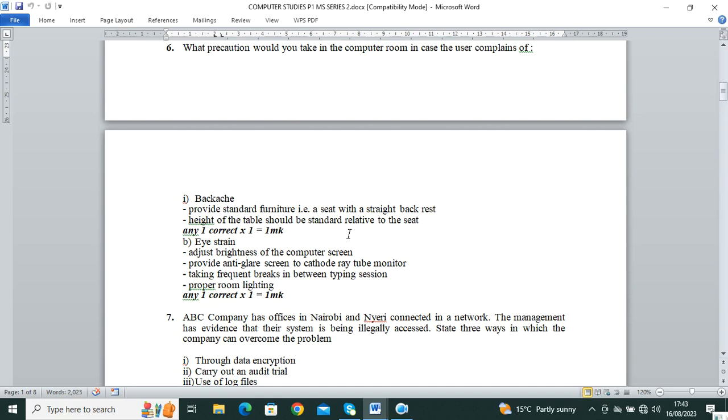So guys, on the other hand, we have eye strain. Eye strain can be caused by not adjusting the computer screen. You can also talk of anti-glare; there are no anti-glare screens. Then we can also talk of not taking frequent breaks. Some guys remain in the computer lab forever. They don't want to take breaks because they are having interesting stuff. Also, proper writing: the computer lab should be printed using dark colors. That is to promote the health of the eyes.